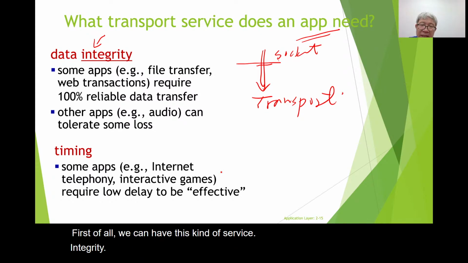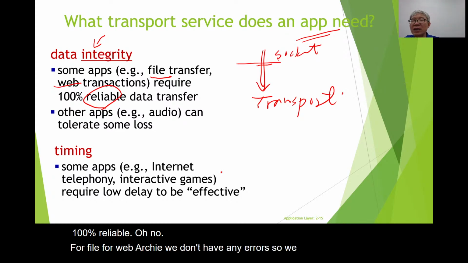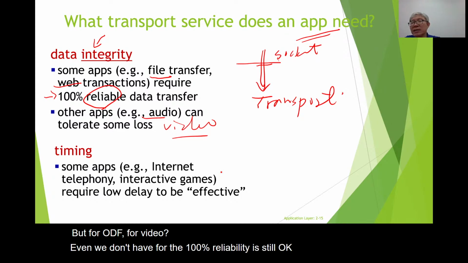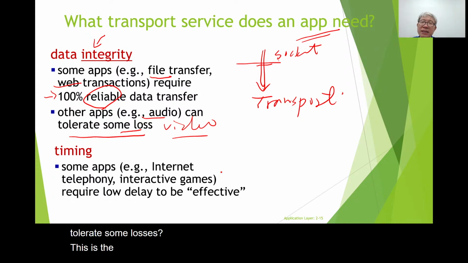Integrity. Integrity says the reliability. 100% reliable or not? Well, for files and for the web, actually we don't have any errors, so we should have 100% reliability. But for audio and video, even if we don't have 100% reliability, it is still okay. So the other apps can tolerate some losses. This is the first aspect, data integrity.